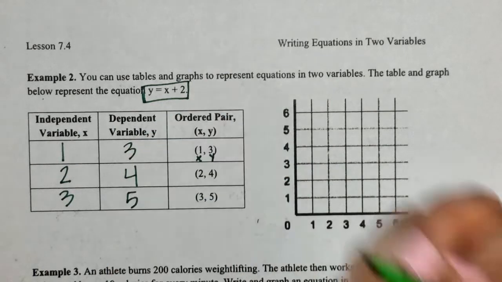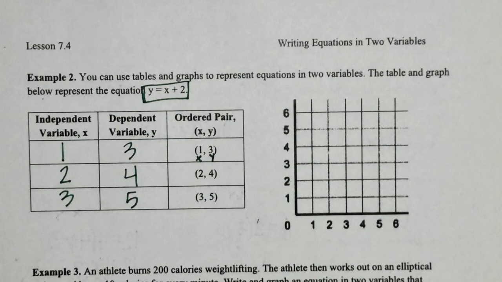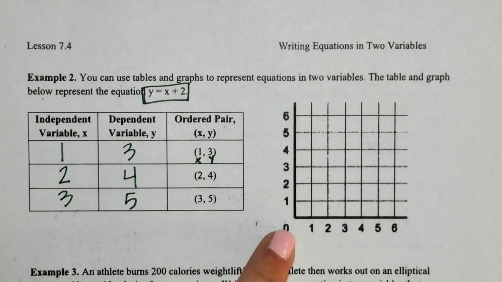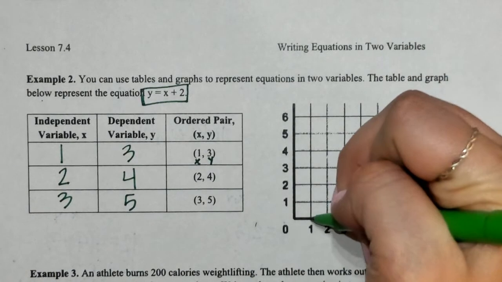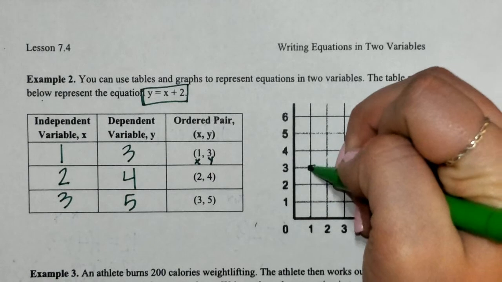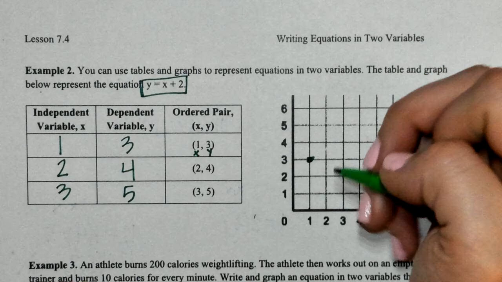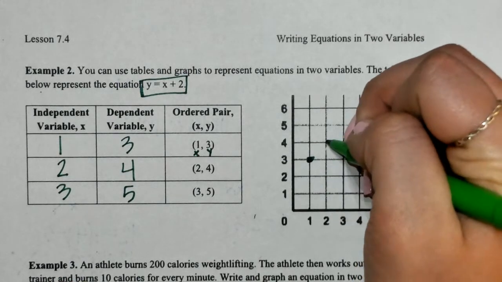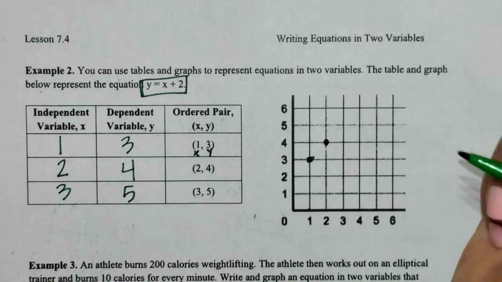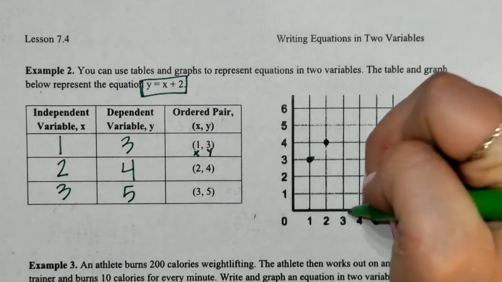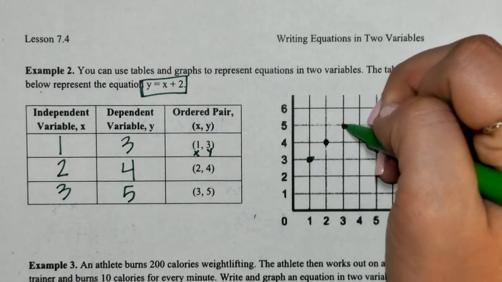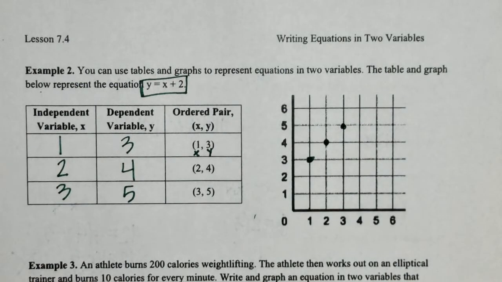Okay, so now I need to plot these. What goes first? Do I go over or do I go up first? Over. So we go over 1 and up 3 to plot 1, 3. For 2, 4, I go to the right 2 and up 4. The last one, I go to the right 3 and up 5. Okay. For these, you do not need to draw a line through them or anything.